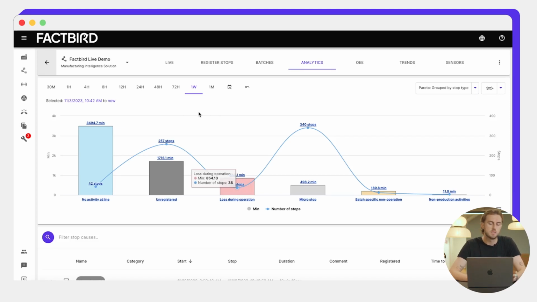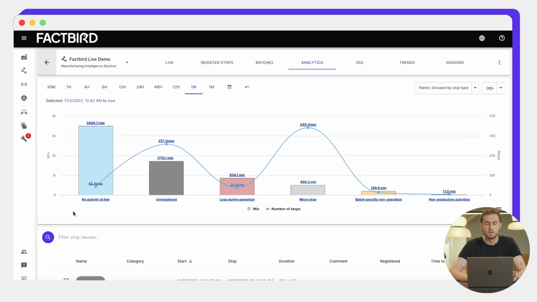So here you can see all of the different stop categories that we've spoken about earlier, the blue stops, the red stops, the gray stops, and the yellow stops, but also this darker gray category for unregistered stops. So these are all the stops that have occurred, but your operators haven't given us any reason for. But we still want to understand how much time it's taking, and so that you know how many stops aren't being registered in the system.